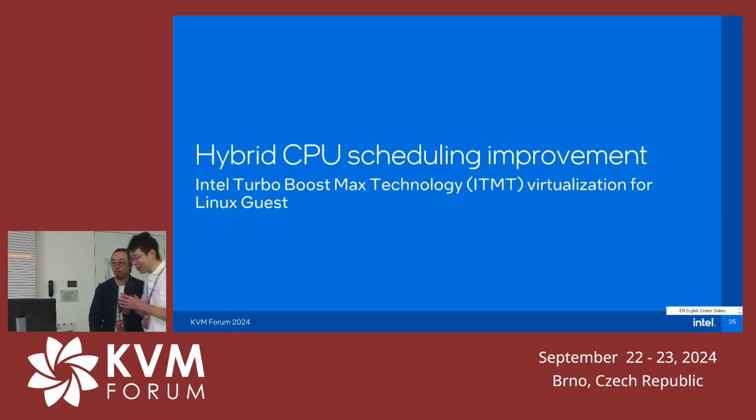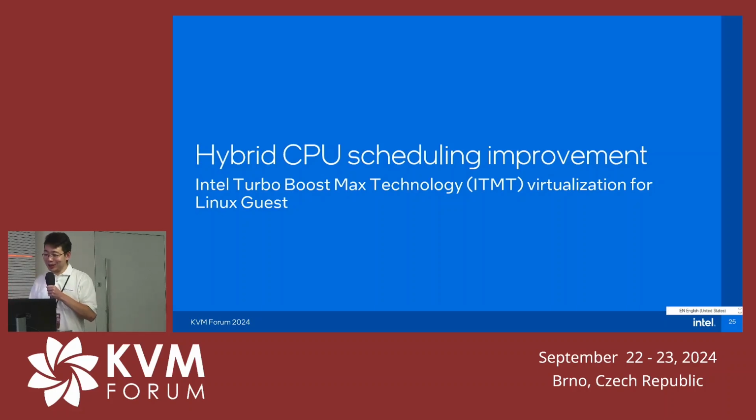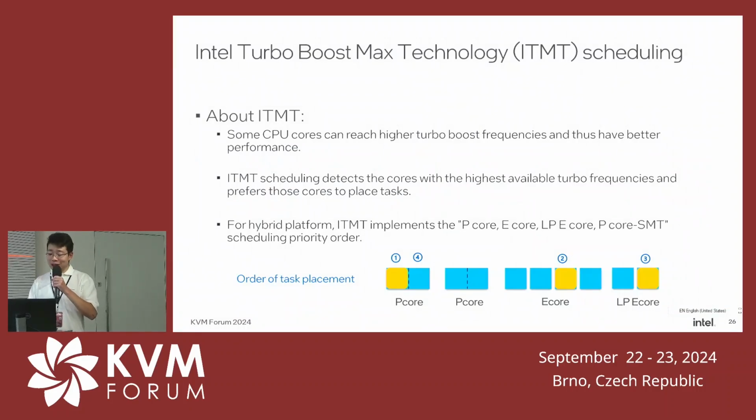Okay, the last part is about the Linux guest: how to optimize the scheduling in the Linux guest. Linux guest uses ITMT scheduling. ITMT is Intel Turbo Boost Max Technology. This means some CPU cores can reach higher turbo boost frequencies, and thus have better performance. ITMT scheduling detects cores with the highest available turbo frequencies and prefers those cores to place tasks. On the hybrid platform, ITMT scheduling implements the priority order: first P core, then E core, then low power E core, which means the Atom on the SoC die. And at last, it considers the P core's SMT thread.